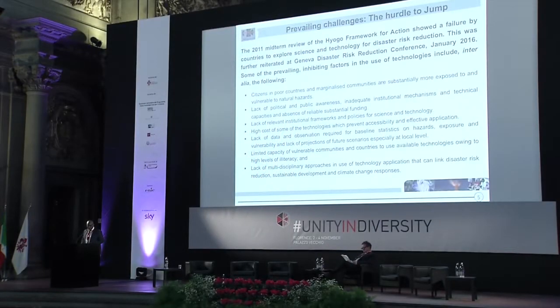But some of the prevailing challenges that are facing us are that citizens in poor countries and marginalized communities are substantially more exposed and vulnerable to natural disasters. There is a lack of political and public awareness and inadequate institutional mechanisms and technical capacities to deal with some of these issues. But of course, there is the issue of funding, which was raised earlier, especially in sub-Saharan Africa. We need more funding to deal with our own issues and to deal with issues of urban planning. There is a lack of relevant institutional frameworks and policies for science and technology, and a high cost of some of the technologies, which also prevents accessibility and makes sure that people are not able to use the facilities that are available before us.